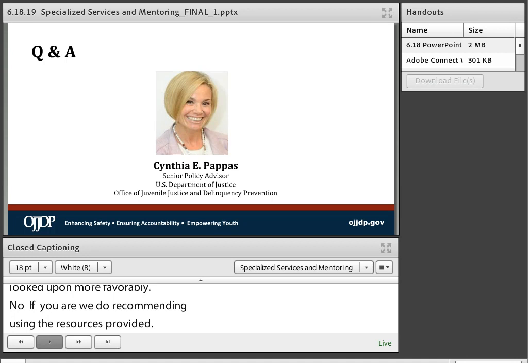If services are provided prior to the 18th birthday, yes, they can continue through. You do not have to discharge from services upon turning 18.